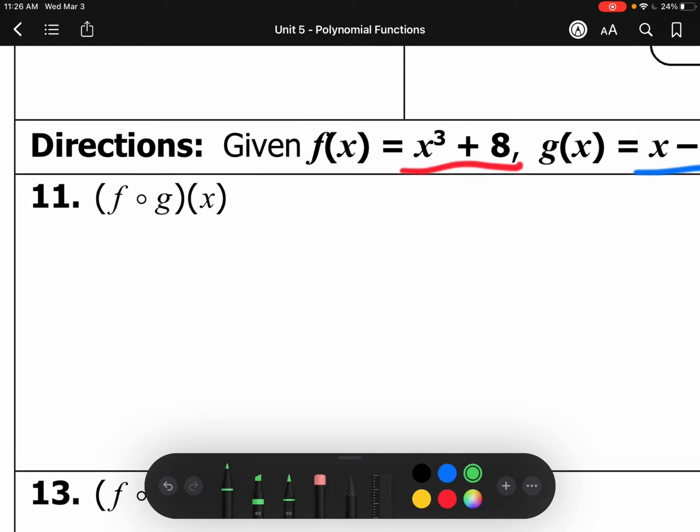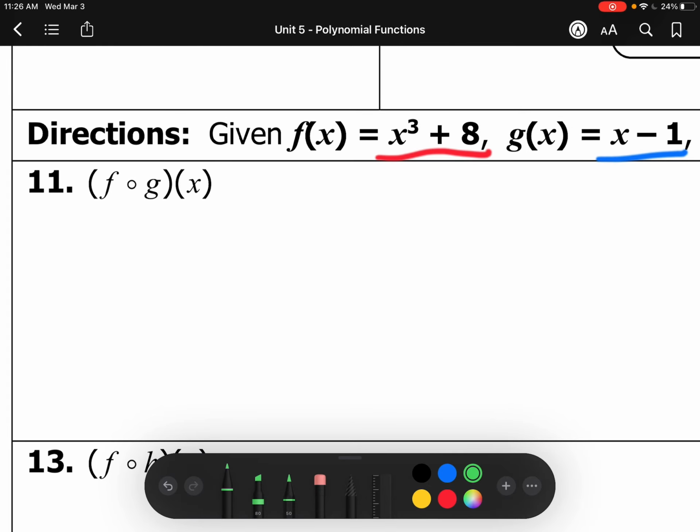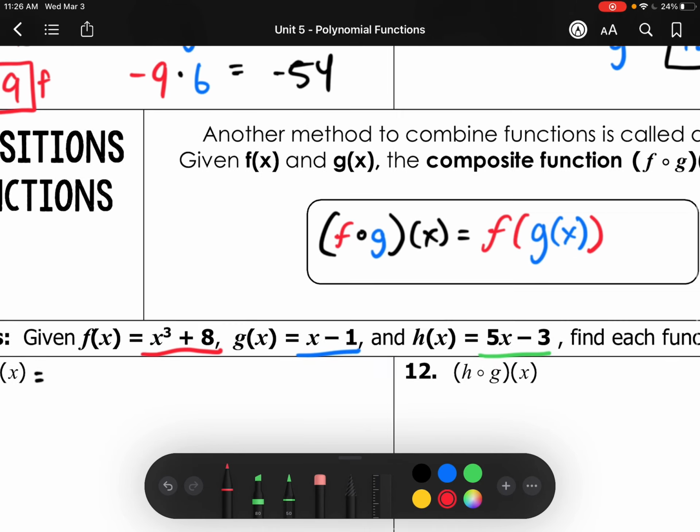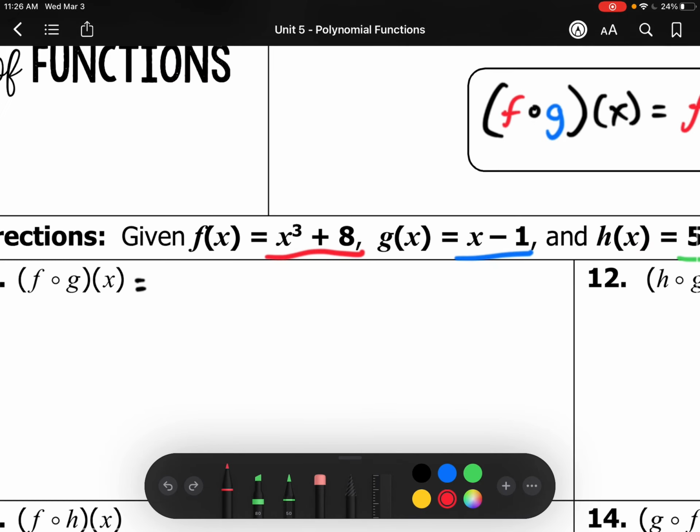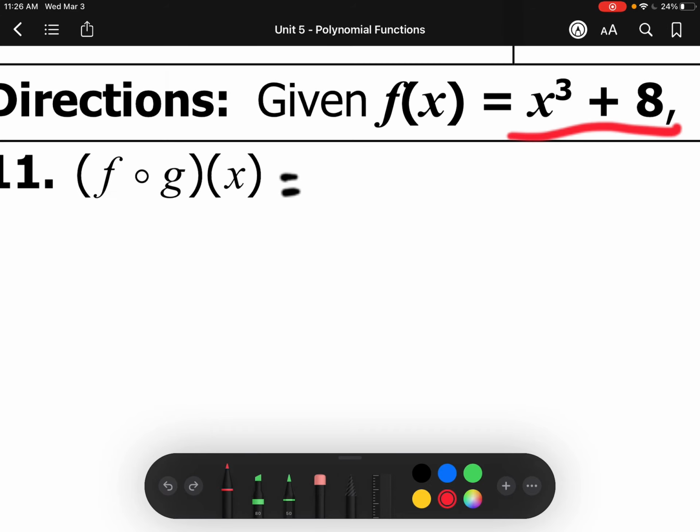So when we get started, number 11, we have f of g of x. So we are going to be plugging in function g into the x values for function f. So I'm going to write this out. This is equal to, and it's actually an example of what we had over here in the notes, right? So f of g of x can be rewritten as f of g of x.